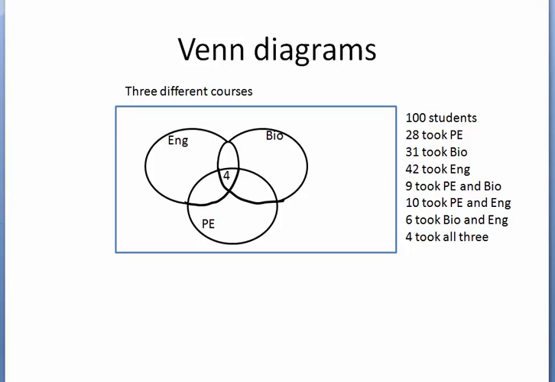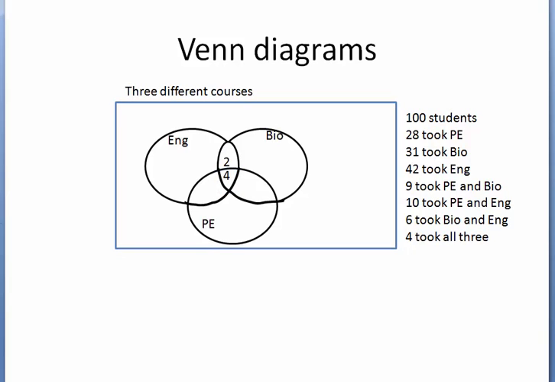So this area here is the overlap of all 3. So that'd be 4. So fill that in first. Okay, and then we go to this one. 6 took biology and English, so we've got our 4 already in there, and we know 6 took biology and English, so that would be 6 minus the 4, which is 2. So 2 goes in this area here where the overlap is with biology and English.